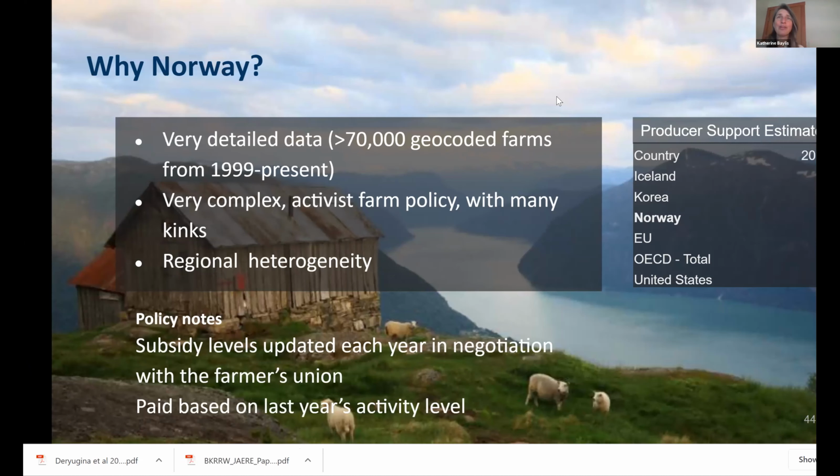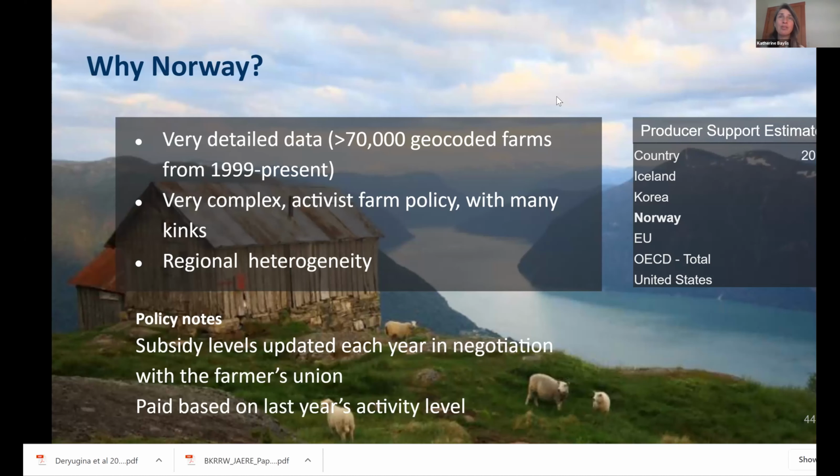Why Norway? Well, firstly, they have great individual farm level data that are all geocoded. So that also gave us a sense to look at spatial effects of these decisions, et cetera. And if you want to look for complex agricultural policy, Norway is the place to go. Lots of regional heterogeneity, both by design in the policy, because there are different regional targets built into the policy, as well as driven by various environmental conditions that vary a fair bit.